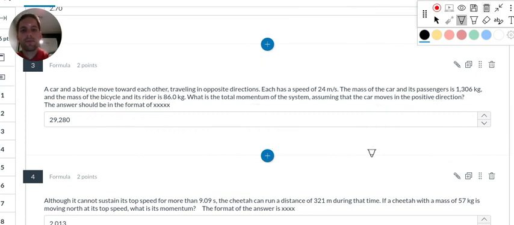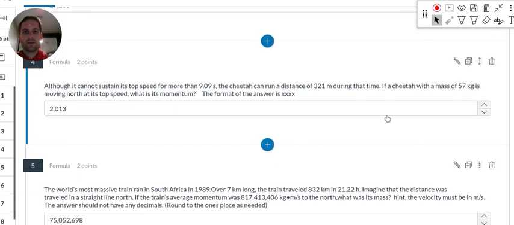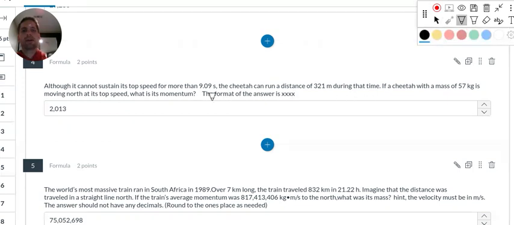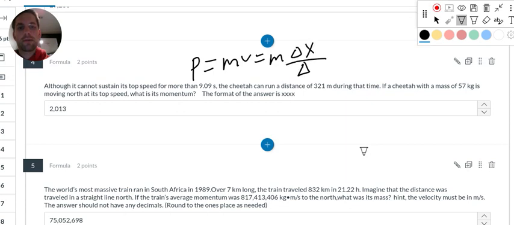All right. So for this one, number 4, we have this time, we have this distance, we have this mass. In this case, this distance can be displacement, because we want the formula P equals mv, where v is of course displacement over time, which is the definition of velocity. So we'll plug in all our values, we get 57 times 321 over 9.01.